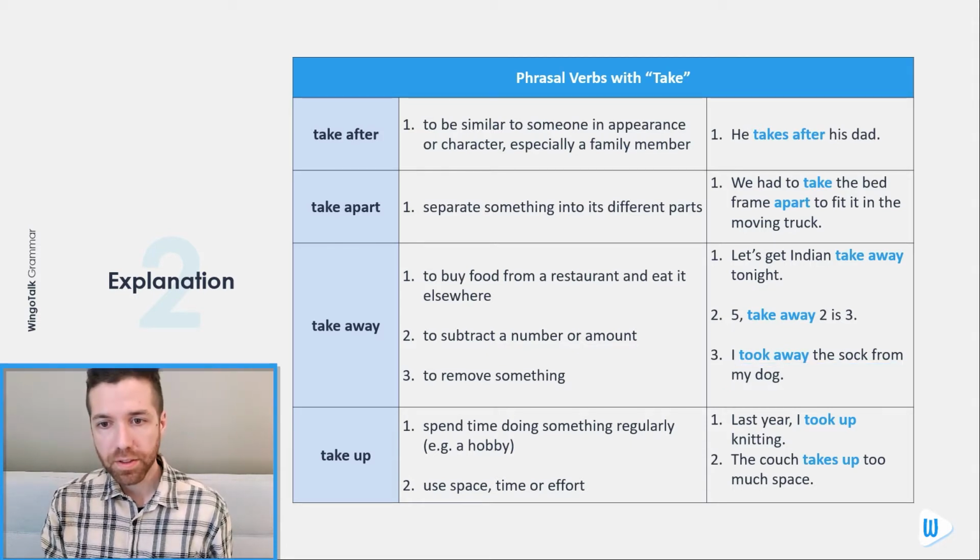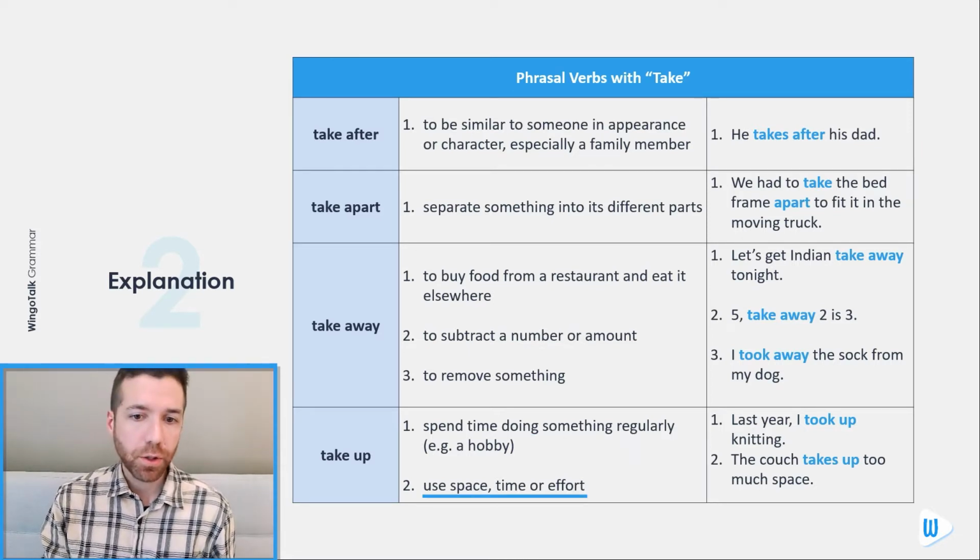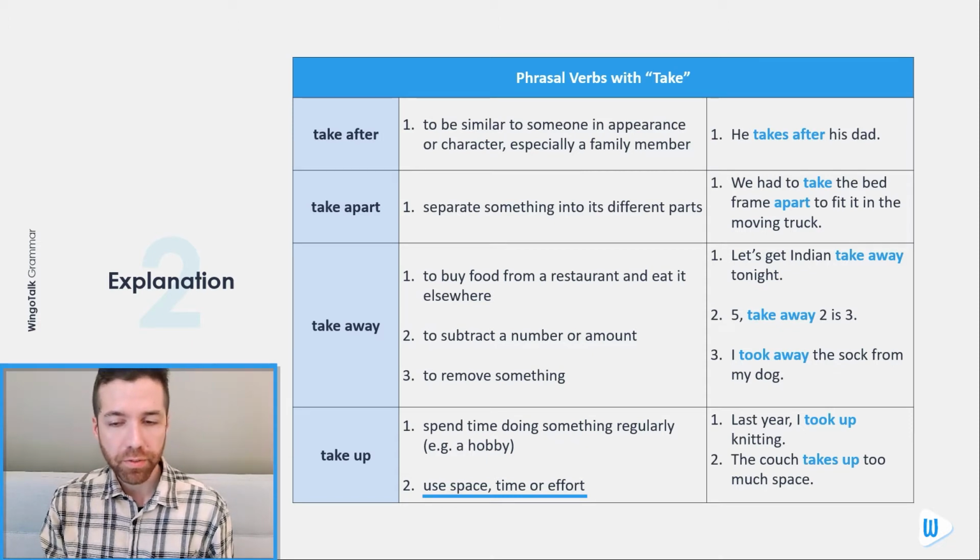Take up. This has 2 meanings. Spend time doing something regularly, such as a hobby, or to use space, time, or effort. Example 1. Last year, I took up knitting. The couch takes up too much space.